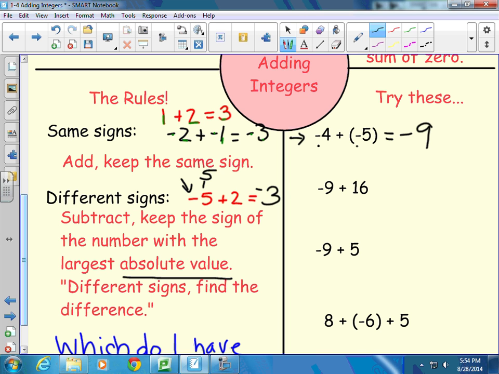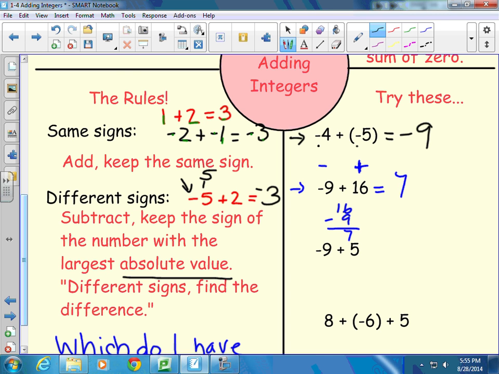The second one, my signs are different. I have a negative here and I have a positive here. Well, which one do I have more of? I know that the absolute value 16 is more than the absolute 9. So then I can do, well, 16 minus 9 is 7. So my answer, I have more positives, is going to be a positive 7.